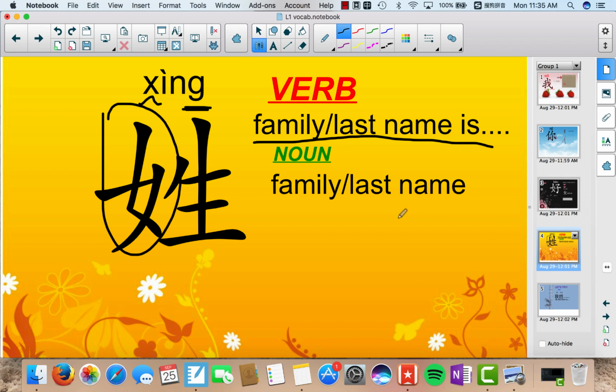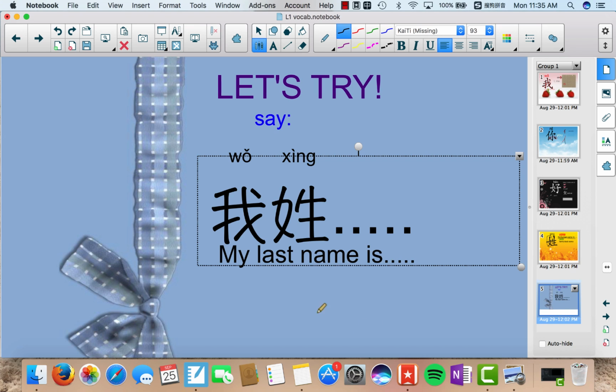However, more likely in Chinese, we use 姓 as a verb. Let's try it. In English, you say my last name is ba ba ba. In Chinese, you simply say 我姓 dot dot dot. So here is 点点点 dot dot dot. Okay. Imagine your last name is say Smith. You would just say 我姓 Smith. My last name is Happy. 我姓 Happy. My last name is John Doe. No, Doe. 我姓 Doe. Got it?